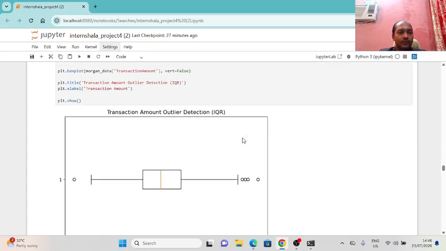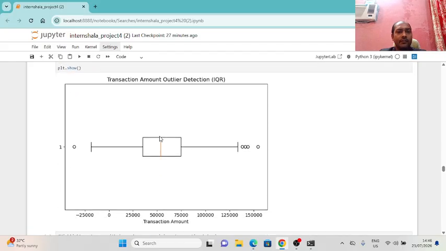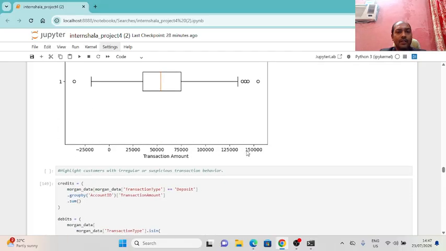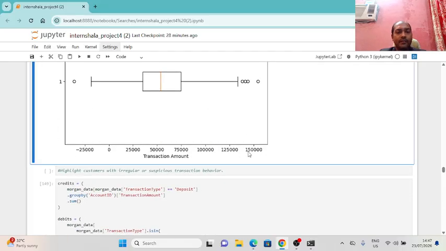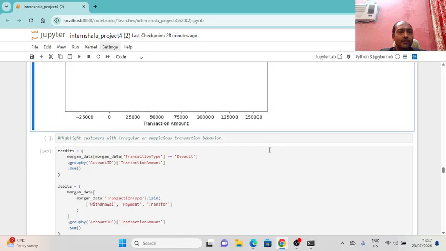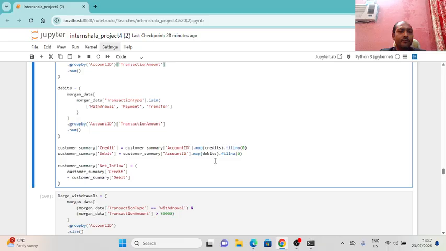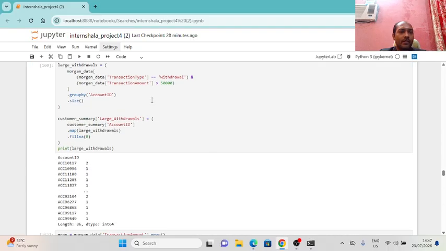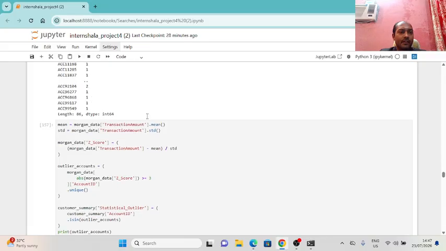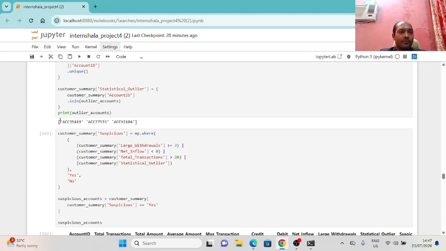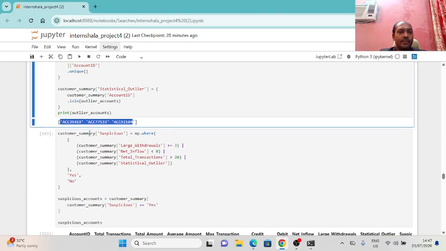Now here I have found the outliers using IQR. So we can see that there are higher transactions of 1,50,000 to 1,25,000. These are the outliers. Then we have to highlight the customers with irregular or suspicious transaction behavior. After all the calculations, we found that these accounts have higher and suspicious account behavior.